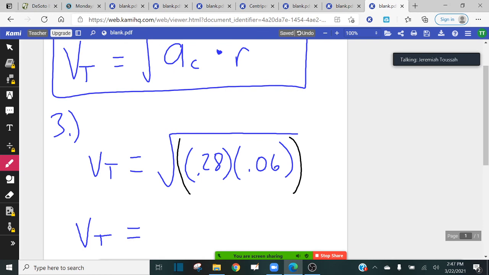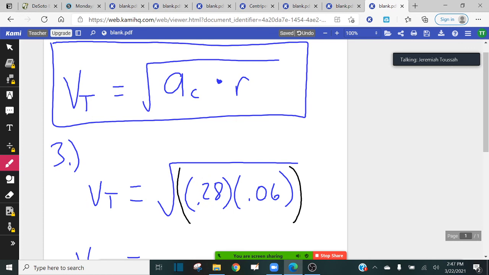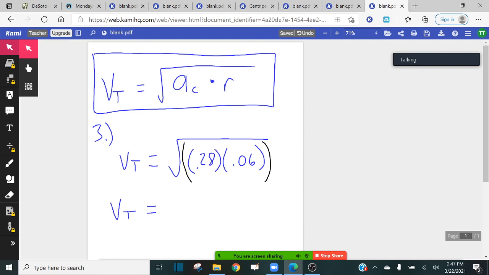Mr. Terry, do you mind scrolling up just a little bit so I can see the top equation? There you go. Oh, appreciate it. Yeah, so do 0.28 times 0.06, and then take the square root of all of that, whatever that is.